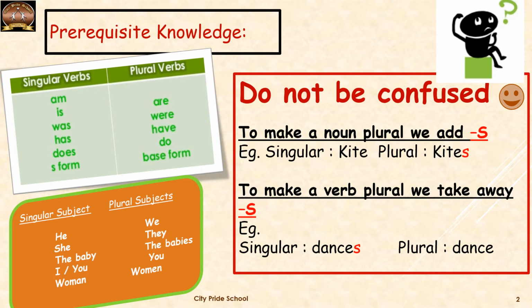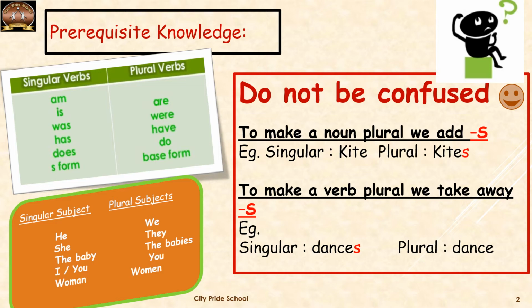Here, to understand subject verb agreement, you should be very clear with the idea of singular verbs and plural verbs. The list is already given here. Singular verbs are am, is, was, has, does, and S form of the action verbs. Then plural verbs are are, were, have, do, and base form of the verb. Then singular subjects are he, she, the baby, I, and you, or woman, for example. And plural subjects are we, they, the babies, you, and women. You already know that you, when written in a sentence, can be considered as singular as well as plural both.